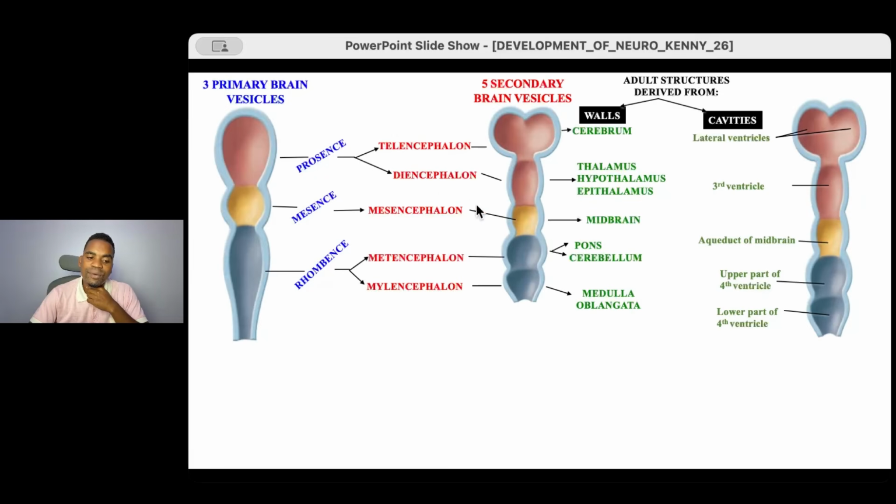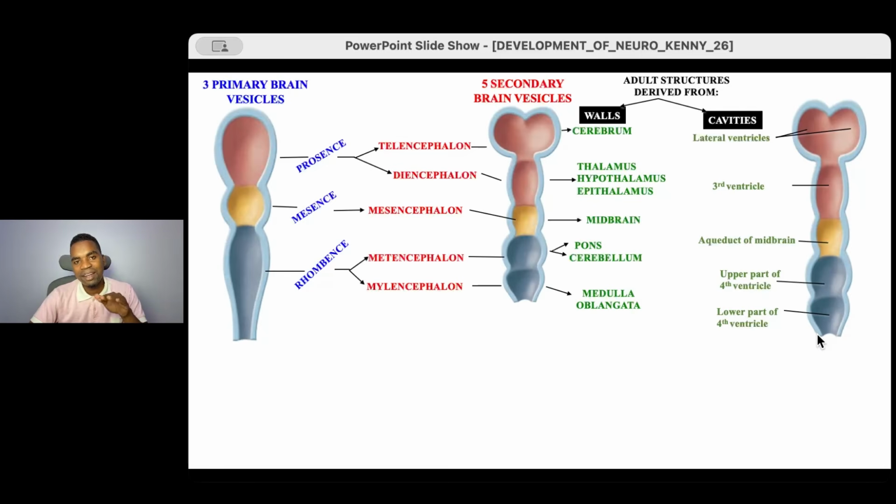A cavity within the mesencephalon forms the so-called aqueduct of the midbrain, also known as the aqueduct of Sylvius, also known as the cerebral aqueduct. So the cerebral aqueduct of Sylvius, or aqueduct of the midbrain, is found within the midbrain. You can never forget that. And lastly, the metencephalon and the myelencephalon both contribute to the fourth ventricle, whereby the upper part of the fourth ventricle is formed by the cavity of the metencephalon, and the cavity of the myelencephalon contributes to the lower part.